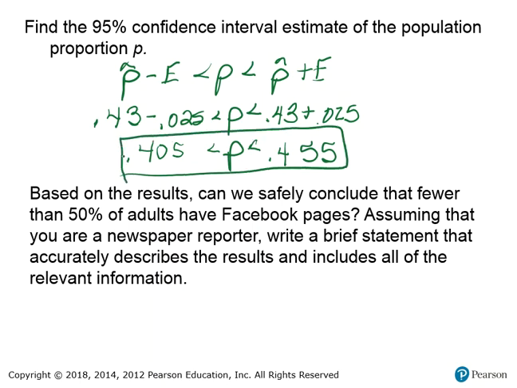Now we have to go ahead and make a statement about that. So we would say we are 95% confident that the population proportion of those that have Facebook will fall between 0.405 and 0.455, or 40.5% and 45.5%. Now, as this question asks, based on these results, can we safely conclude that fewer than 50% of adults have Facebook pages? Well, if you look at this, 50% is higher than everything that's in this interval. So can we safely conclude that? Yes, we can, since everything in that interval is lower than 50%.